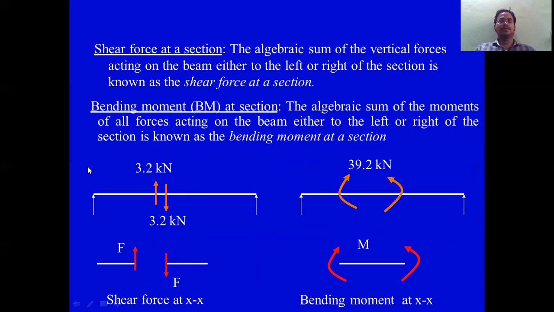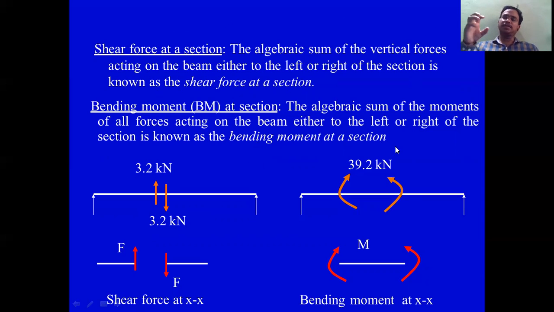Next, shear force at section. The algebraic sum of vertical forces acting on the beam, either to the left or right of the section, is known as shear force at the section. Bending moment: the algebraic sum of the moments of all the forces on the beam, either to the left or right of the section, is known as bending moment. We already discussed it.